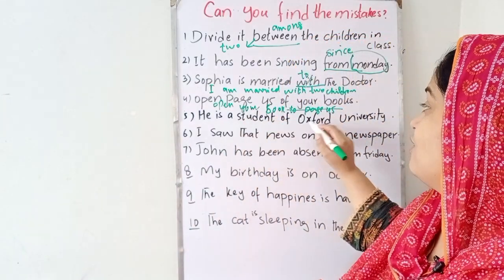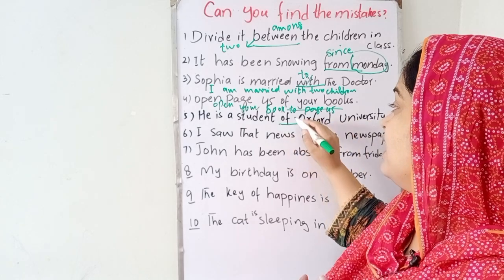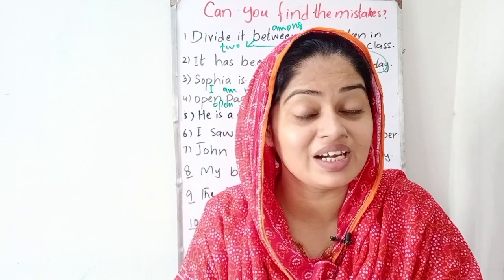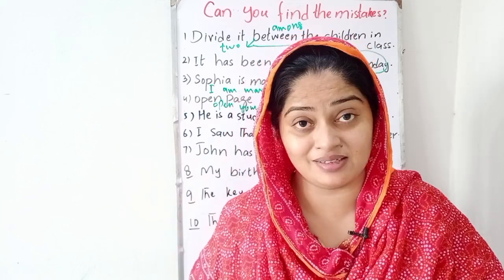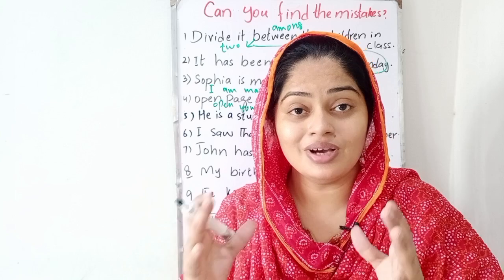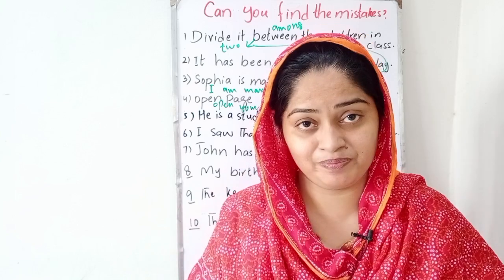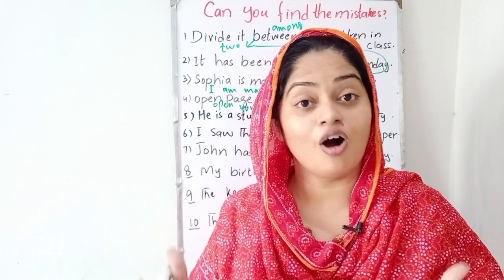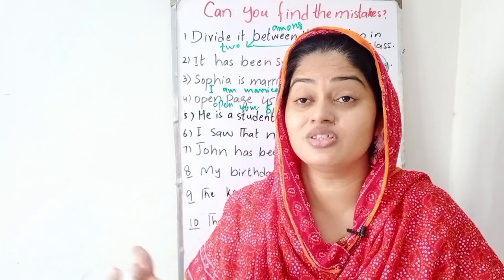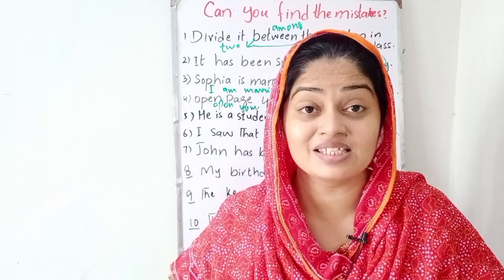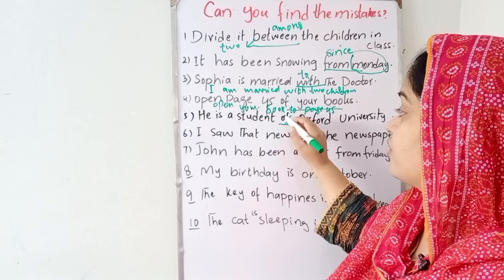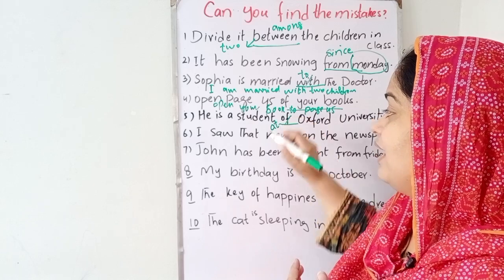He is a student of Oxford University. Remember, dear audience, when there is a specific reference to specific places or institutions, you have to utilize the word at. He is a student at Oxford University, because Oxford University is a specific place, an institute. So you should not write of, rather at.